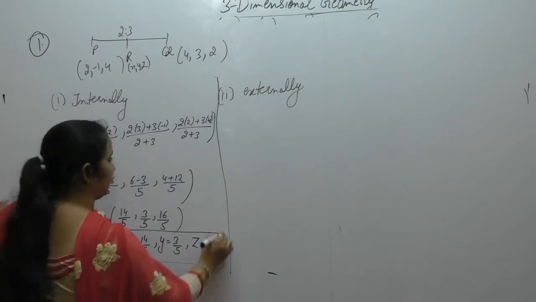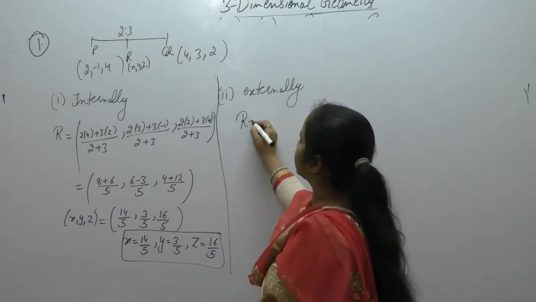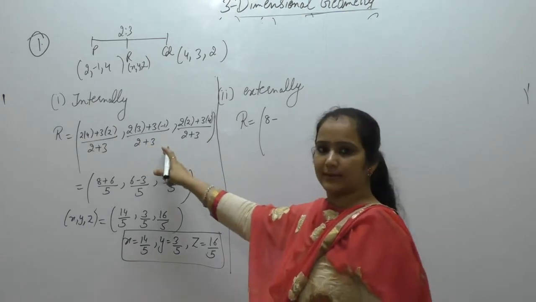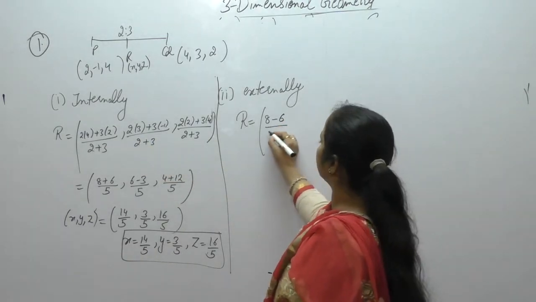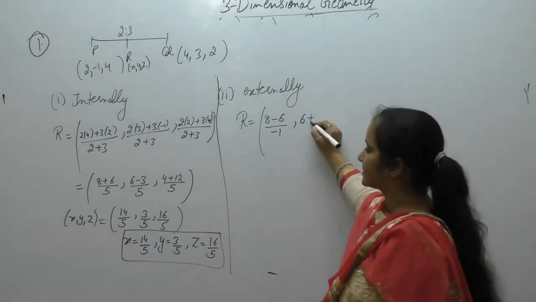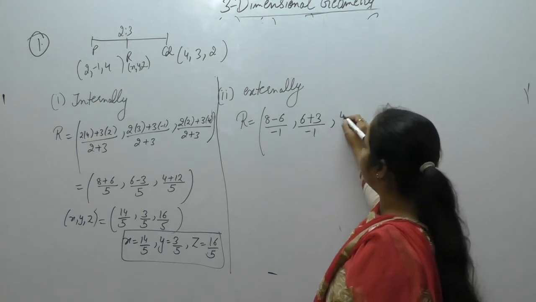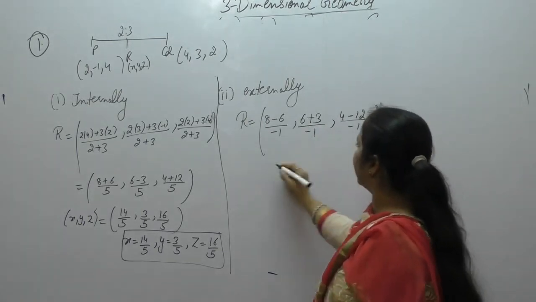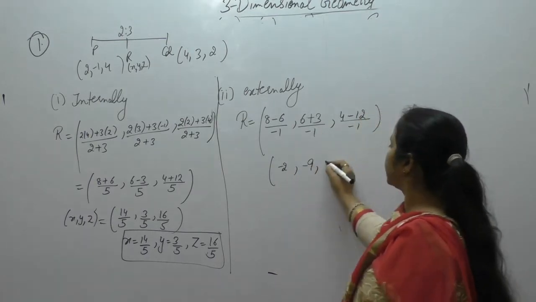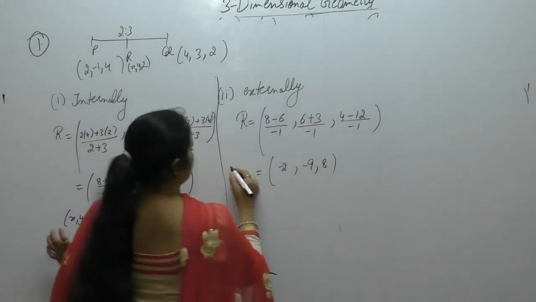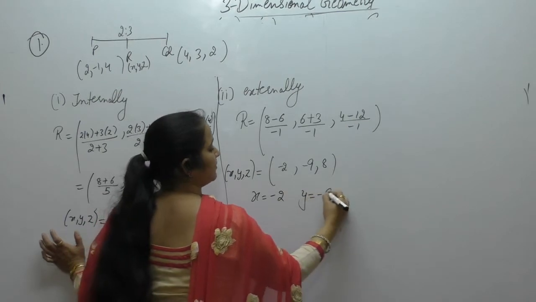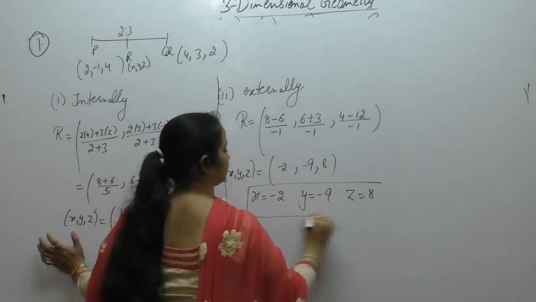Now if it divides externally, then the coordinates are m1 x2 minus, middle में negative sign आएगा, terms will remain same, 8 minus 6, 2 minus 3, that is minus 1. 3 into 2 is 6, negative in the middle, minus minus plus, 3 upon minus 1, 4 minus 12 upon minus 1, 8 minus 6 is 2 upon minus 1, minus 9, minus 8 upon minus 1, 8. So if it divides externally, then the coordinates are minus 2, minus 9 and 8.